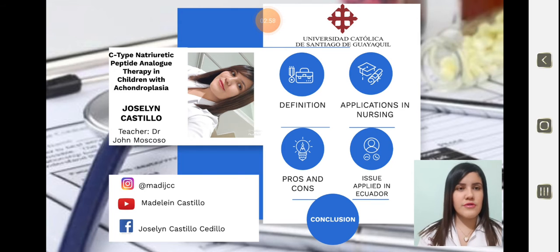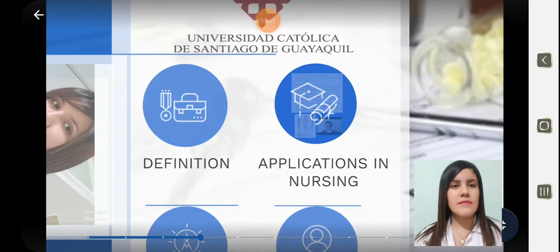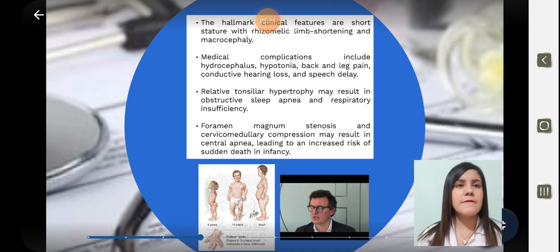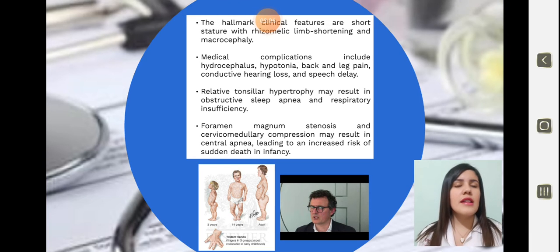Application in nursing. The hallmark clinical features are short stature with rhizomelic limb shortening and macrocephaly. Medical complications include hydrocephalus, hypotonia, back and leg pain, conductive hearing loss, and speech delay. Relative tonsillar hypertrophy may result in obstructed sleep and respiratory insufficiency. Foramen magnum stenosis and cervicomedullary compression may result in central apnea, leading to increased risk of sudden death in infancy.